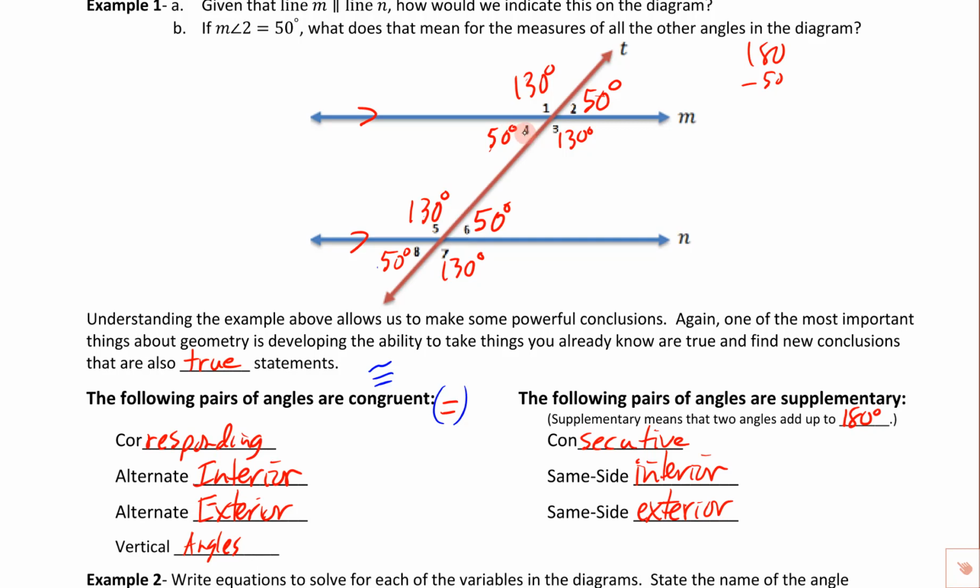And even take a look at number 4 and number 5. They're right next to each other in the intersection, so they add up to 180. Now there is a more specific name for that because they're both on the inside and they're on the same side of the transversal. We call those same side interior. So these are same side interior and these are same side interior.